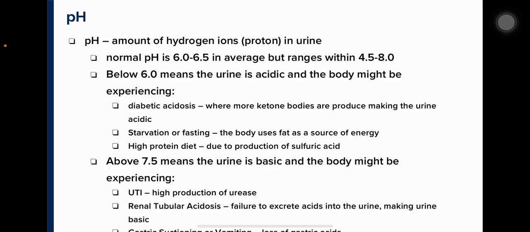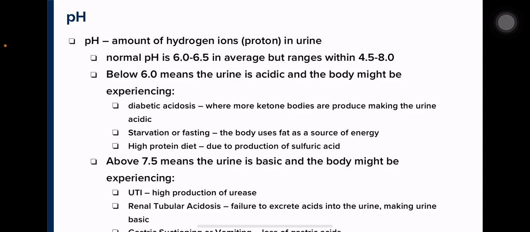Now let's proceed to the pH. Urine pH normally ranges from 4.5 to 8.0, with the average being around 6.0 to 6.5. Low pH or acidic pH may indicate diabetic acidosis, which will have increased ketone bodies, starvation or fasting, which is due to fat metabolism, and then high protein diet due to sulfuric acid production.